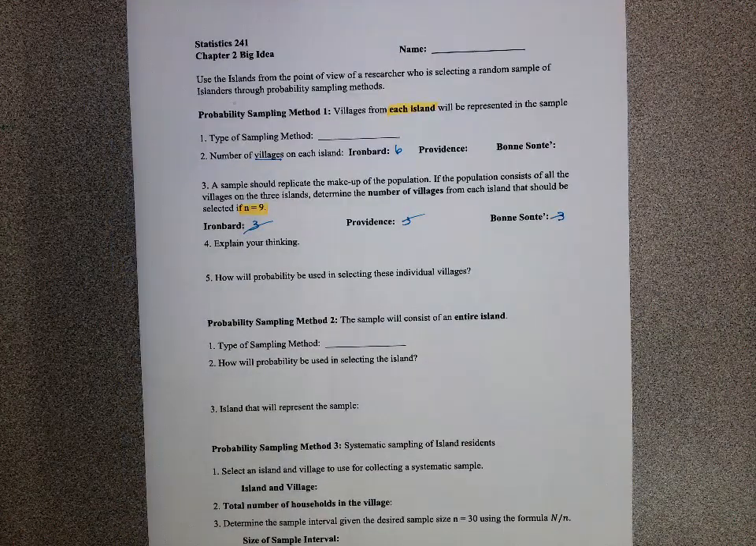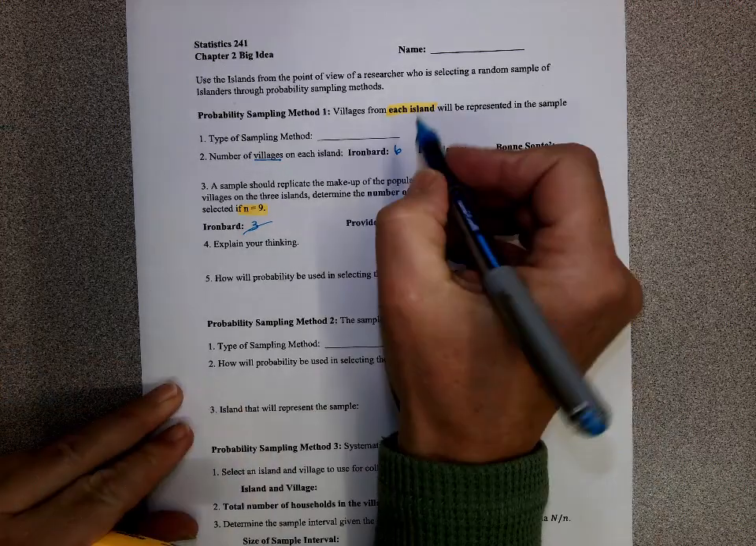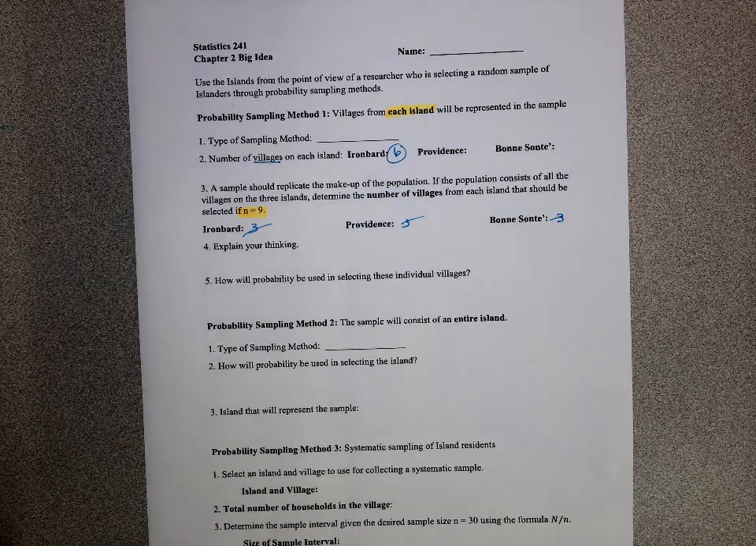Then you have to answer, how is probability used to select these individual villages? So if I was to take the Ironboard and there were 6 total, how would I determine which villages in my sample I would take? So where does the random number generator come into play?